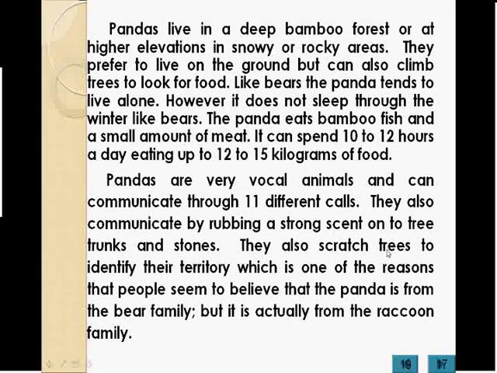They also scratch trees to identify their territory, which is one of the reasons that people seem to believe that the panda is from the bear family. But it is actually from the raccoon family, which is a surprise to us, because most of us knew that pandas were from the bear family, but really they are from the raccoon family, which is another animal.